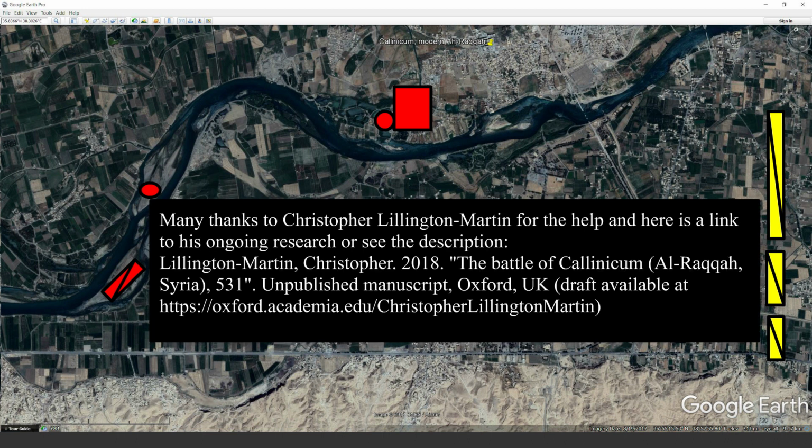Many thanks again to Christopher Lillington-Martin, who has helped me immensely with my understanding of this battle by giving me advance access to and discussing his ongoing research. Lillington-Martin, Christopher, 2018, The Battle of Callinicum (Al-Raqqa, Syria, 531). Unpublished manuscript, Oxford, UK. And there are drafts available, see the description.